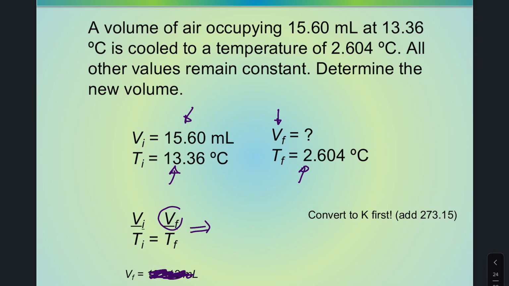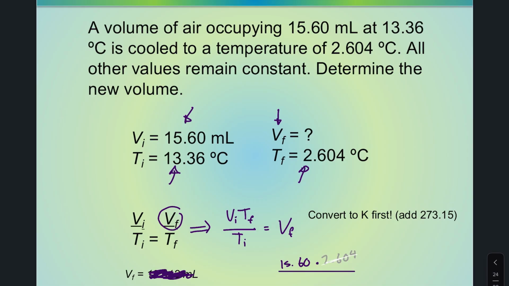We want to isolate VF by itself, so we will multiply by TF on both sides. So we get VI TF divided by TI equals VF. And so we can plug in those values. That's going to be 15.60 times, for our milliliters, our TF of 2.604 degrees Celsius. Actually, my mistake. We're not quite done.